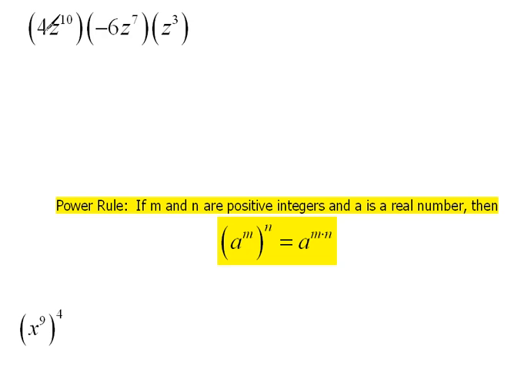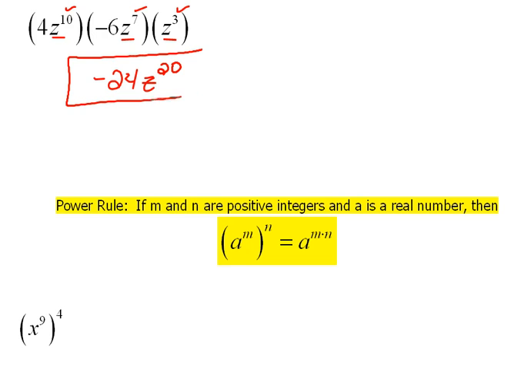So here we have a 4 times a negative 6. Those are both just numbers that we can multiply. So that would be a negative 24. And then we've got these z's that we can multiply together. We're multiplying like bases, so that tells us that we just add the exponents. So 10 plus 7 would be 17, plus 3 would be 20. So we would have negative 24 z to the 20th power.